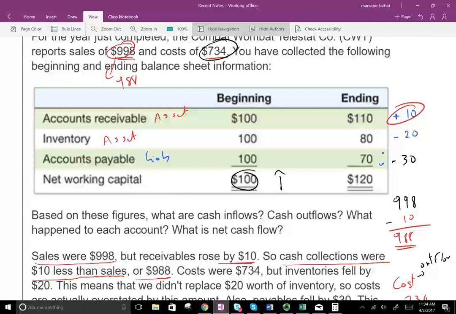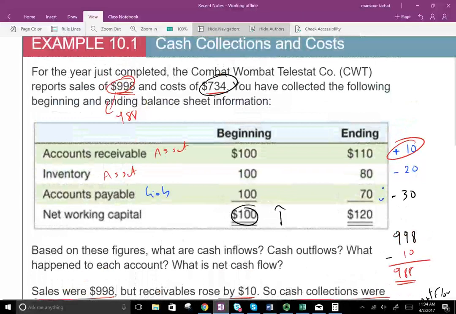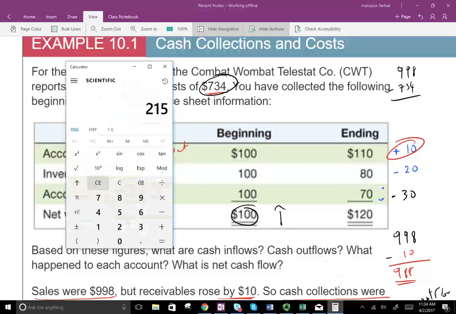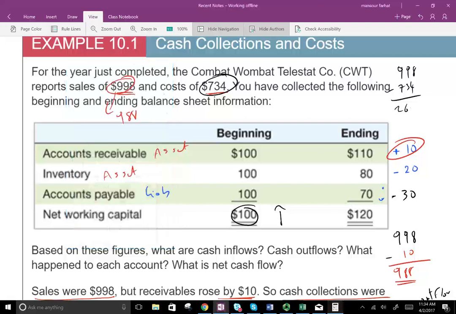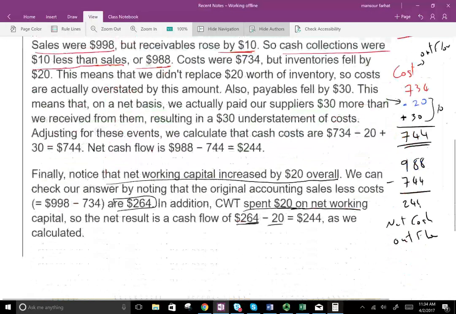Okay, so what we can say is we could use what we learned in chapter 2. We can take 998 minus 734. This is accrual. This is 264. Then, since net working capital went up, it means we spend $20, so minus 20 will give us 244, which is the same answer that we got after we did all the analysis, breaking each account separately.